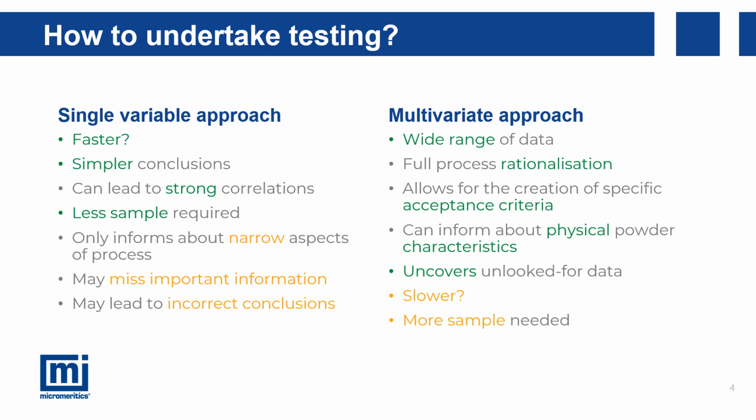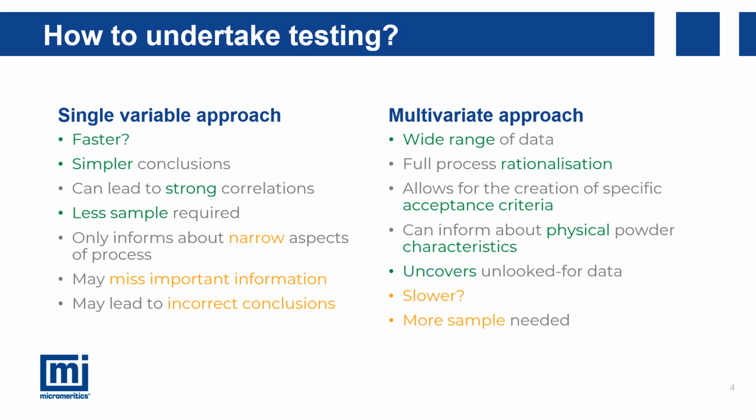Single variable testing may be faster and have simpler conclusions with strong correlations between powder properties and process parameters, whilst requiring smaller samples. However, only narrow elements of process rationalization may be found, and important or useful information may be missed, or worse, incorrect conclusions may be drawn.